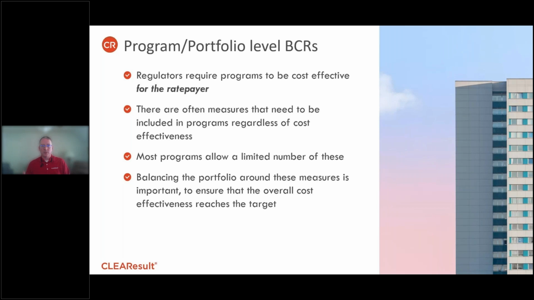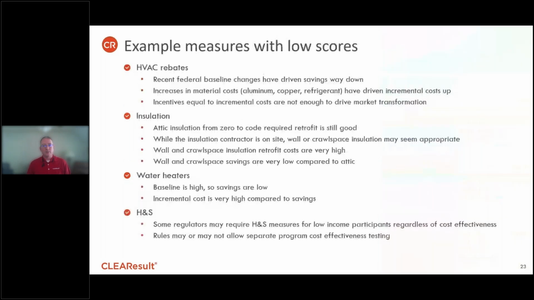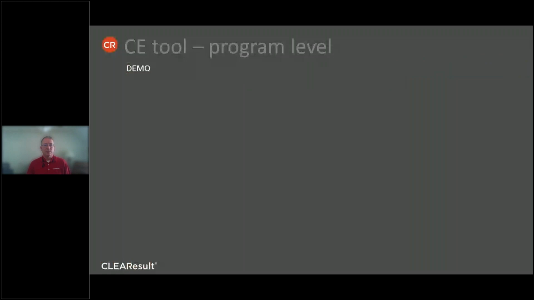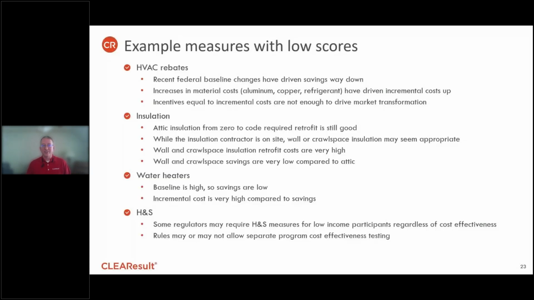Regulators require the programs to be cost effective. There are often these measures that we need to include regardless, so we have to balance the portfolio. Here are a few, and again, we're about to run out of time, but HVAC measures are a good example. Insulation, attic insulation can be very good, while wall insulation is very bad. Water heaters are bad, or not very cost effective.